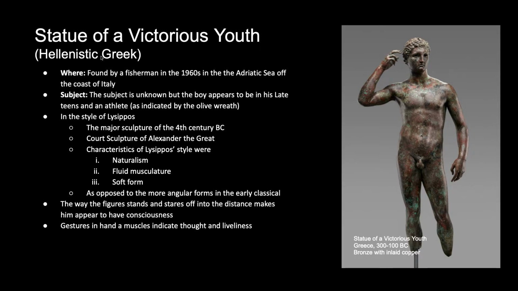So, the statue of a victorious youth. It was found by a fisherman in the 1960s off the coast of Italy, and the subject is unknown, but the boy appears to be in his late teens, and he also appears to be an athlete, as indicated by the olive wreath. Our historians believe that it is in the style of Lysippus, one of the major sculptors of the 4th century BC. He's also known as one of the court sculptors of Alexander the Great, and his overall characteristics included a stylistic form of naturalism, fluid musculature, and softer forms, especially when comparing that to the earlier classical period where there were more angular forms.